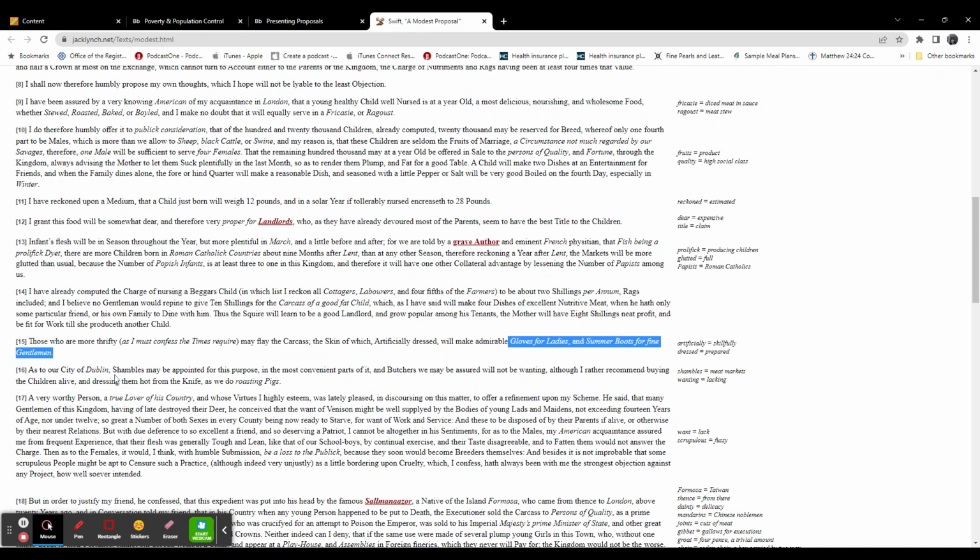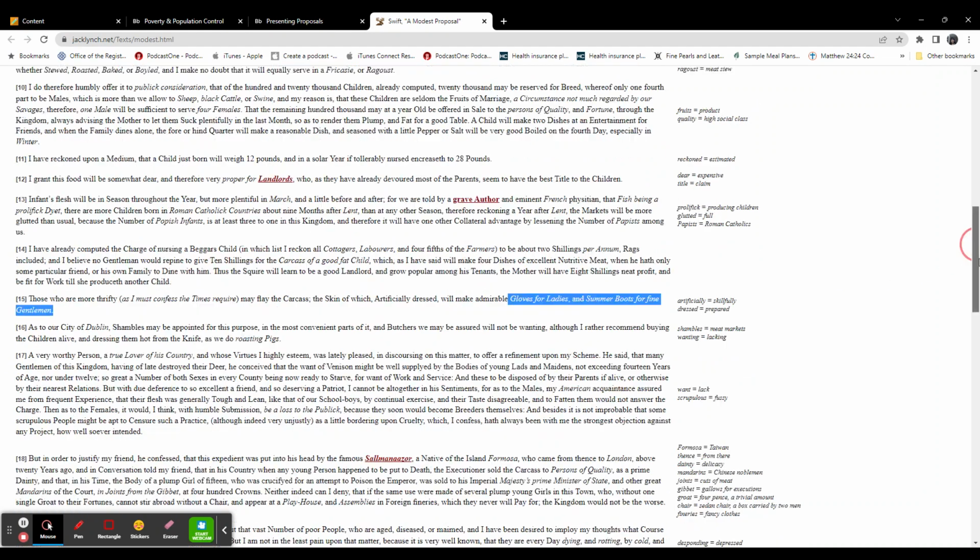As to our city of Dublin, shambles may be appointed for this purpose. So shambles is meat markets. So now we are moving into a retail system, right? In the most convenient parts of it, and butchers, we may be assured, would not be wanting, although I rather recommend buying the children alive and dressing them hot from the knife, as we do roasting pigs.